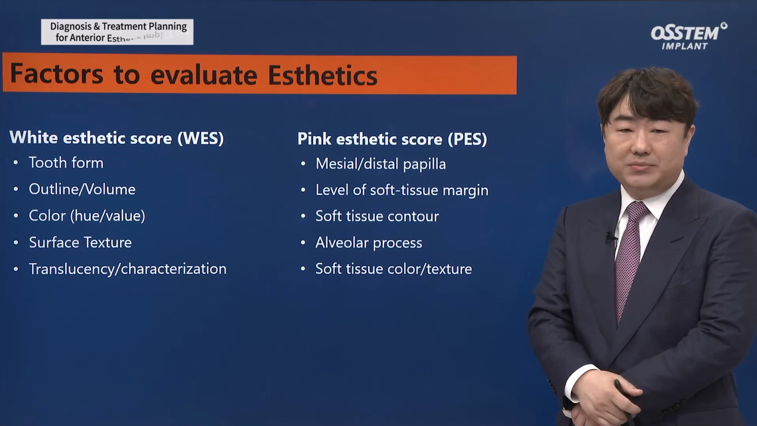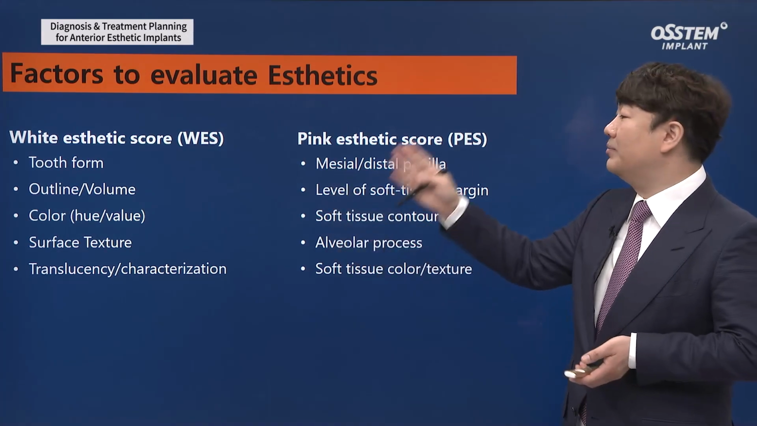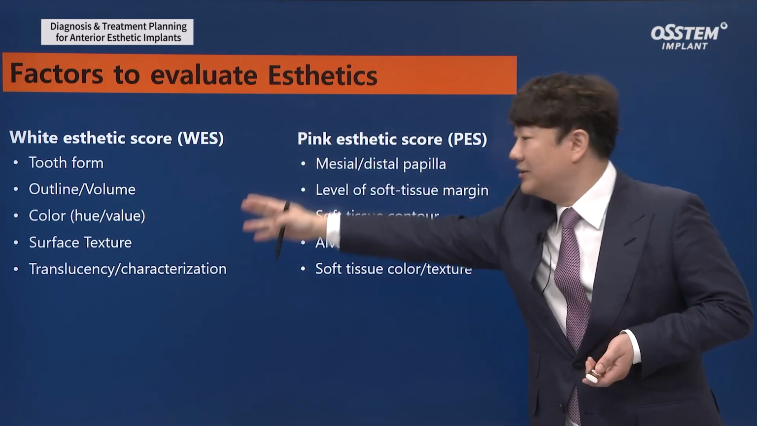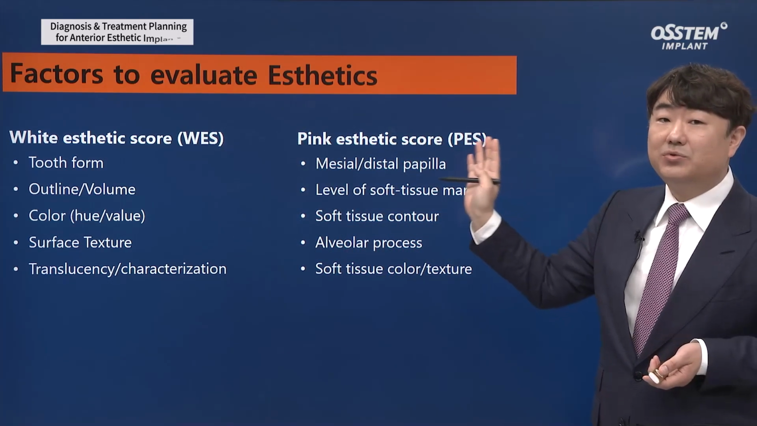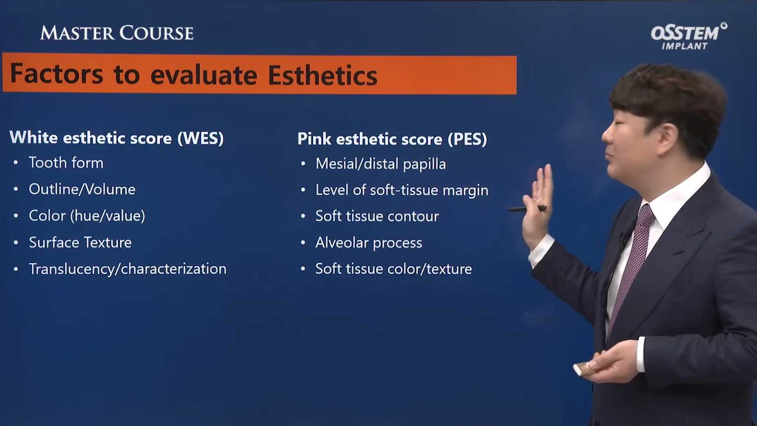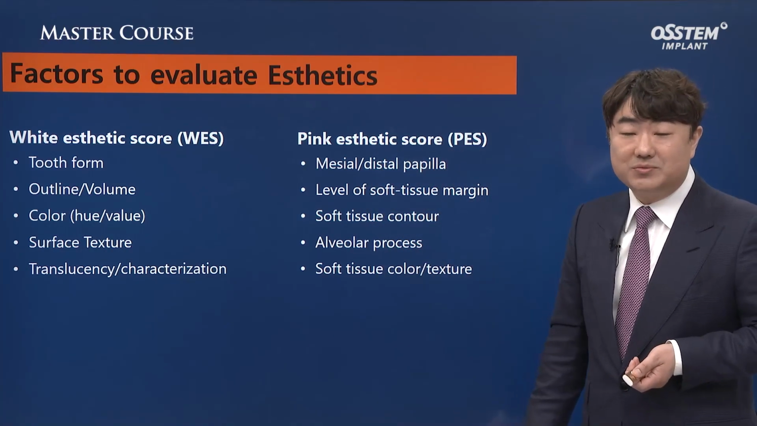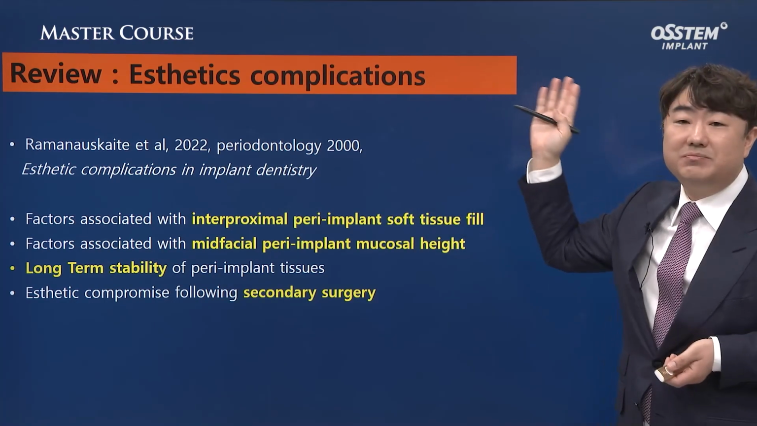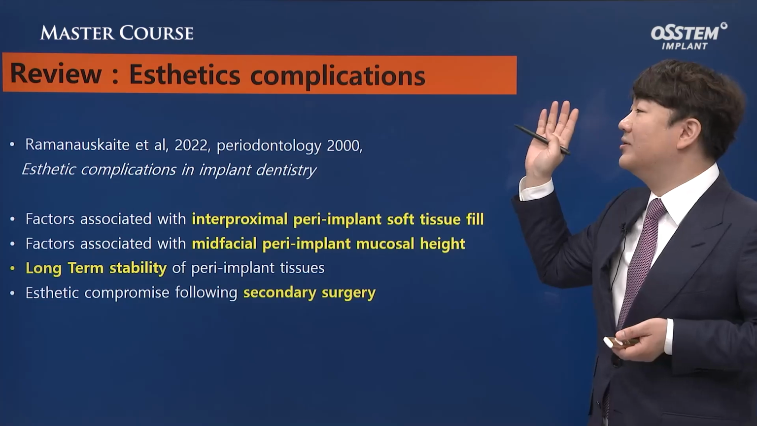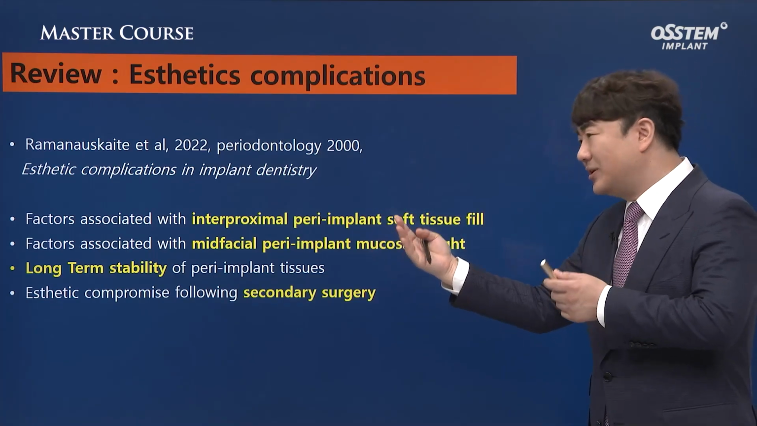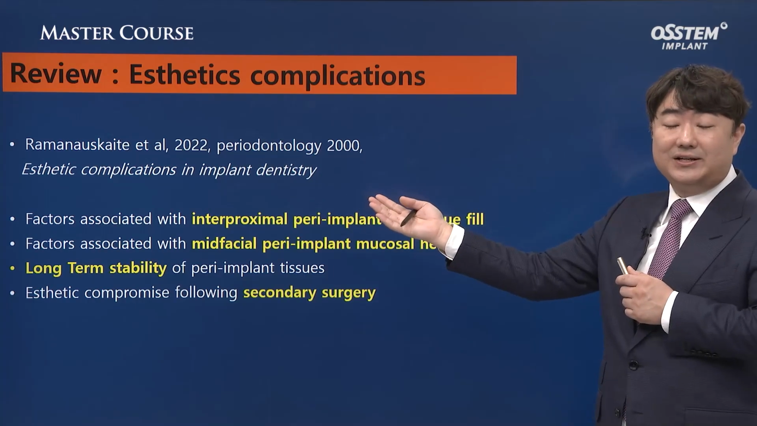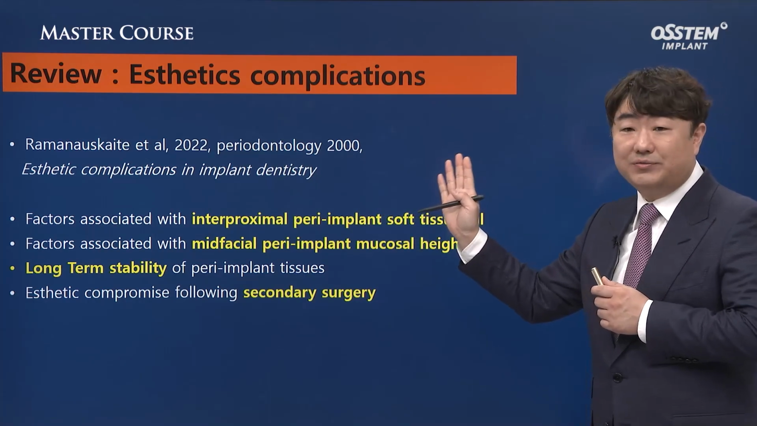To summarize, the aesthetics in the anterior region can be evaluated using a white and pink aesthetic score. Knowing what these evaluation items are is more important than the actual scores. Today's topic is diagnosis and treatment planning for anterior aesthetic implants. I want to focus primarily on what not to do rather than what should be done.